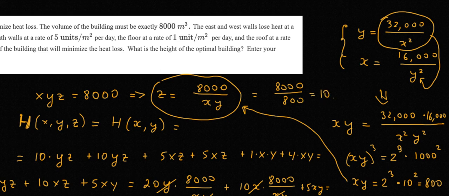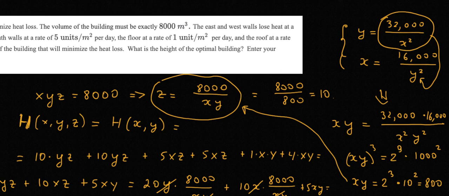I want to emphasize that this is a shortcut. You don't have to do it this way. You could simply solve for x, solve for y, then you have x and y values, you plug them into the equation for z, and that's going to give you the z value.